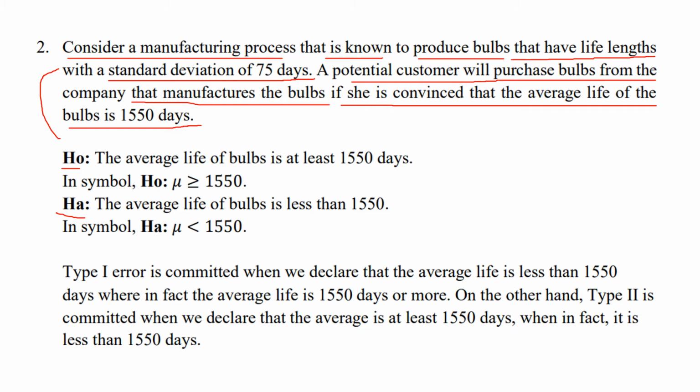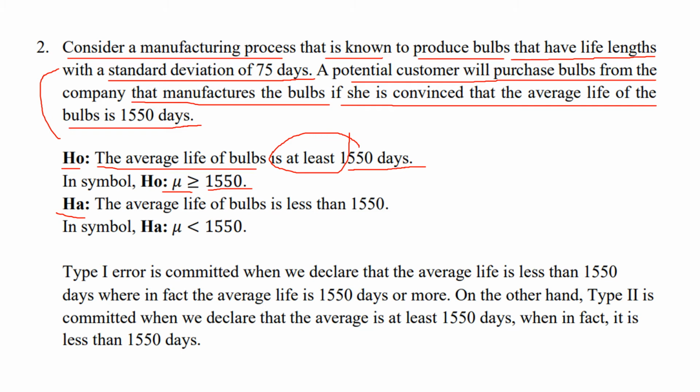So for your null, the average life of bulbs is at least 1,550 days. So if we convert this one to symbol, that will be your mu greater than or equal to 1,550, because there is a keyword here, at least, meaning to say the minimum value that we can get from this life of a bulb is 1,550. That's our assumption. It can be greater than or equal to 1,550.